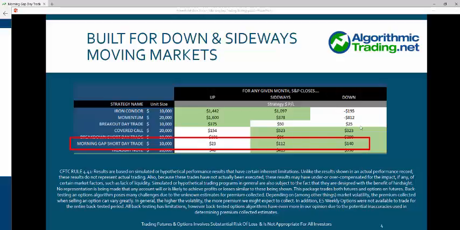So we focus on what's the algorithm's strength, and in this case it's a down market and also a sideways moving market, and its weakness is an up moving market. So that's okay as long as, as part of a portfolio, we have some algorithms that do good in up moving markets, and then those algorithms don't lose a lot in down moving markets.